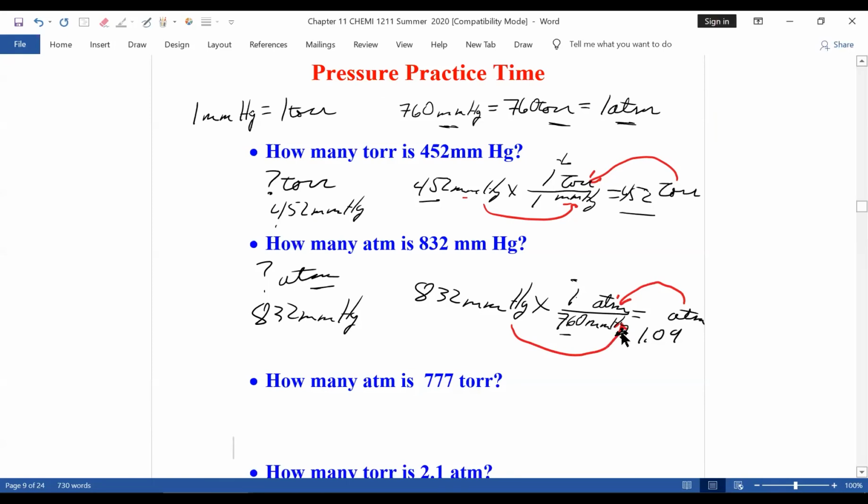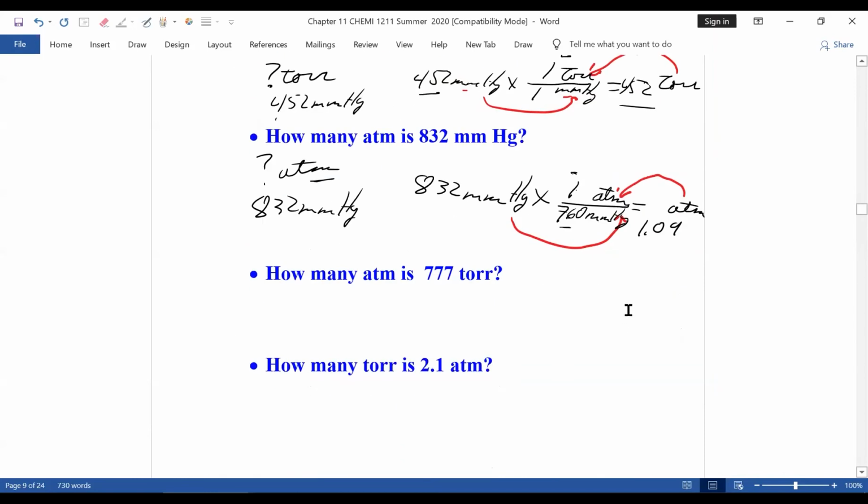The question is, how many atmospheres is 760 torr? So what are we trying to find? What are we given? This is the only number we have to start with. What units do we want to get to? Atmospheres.